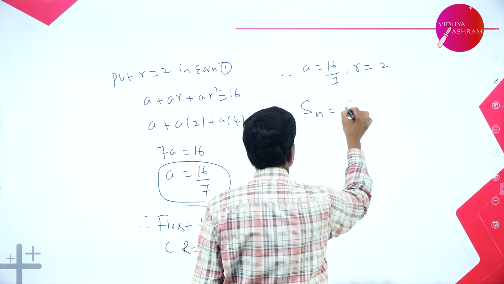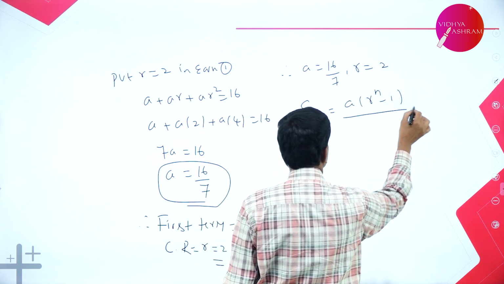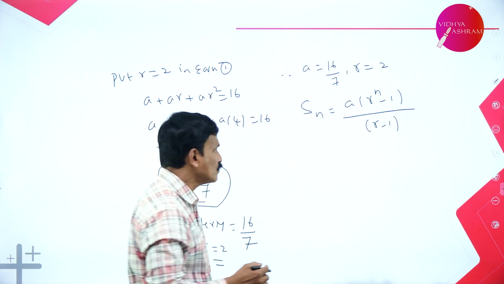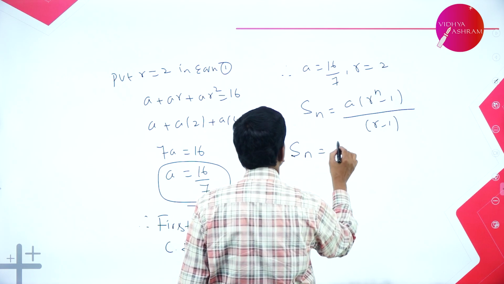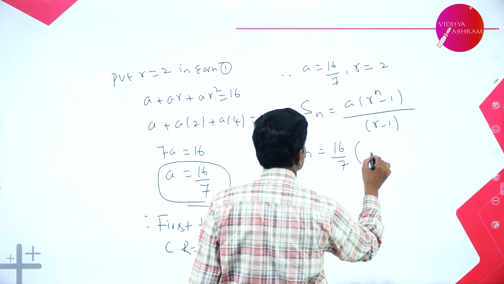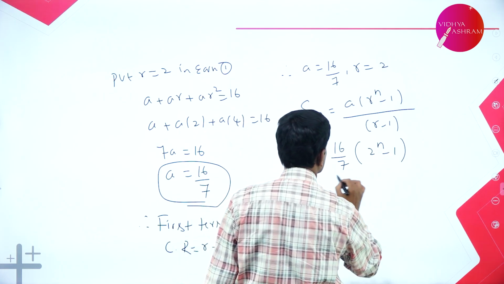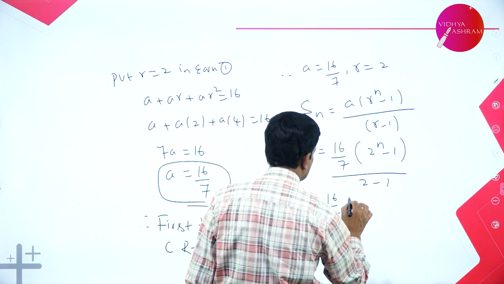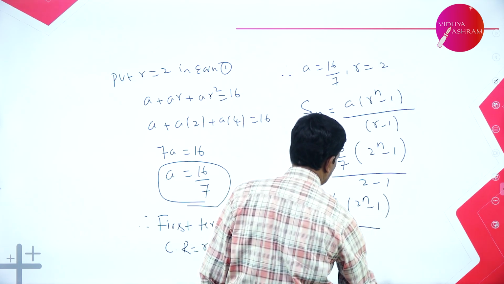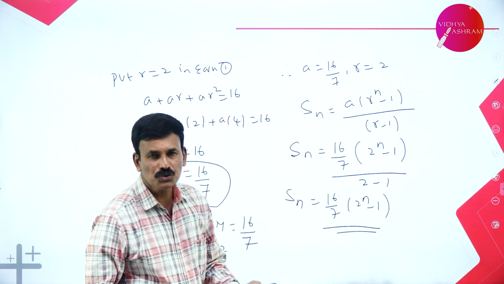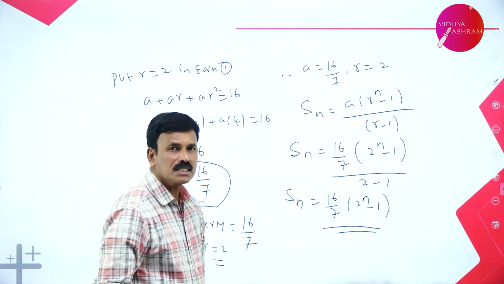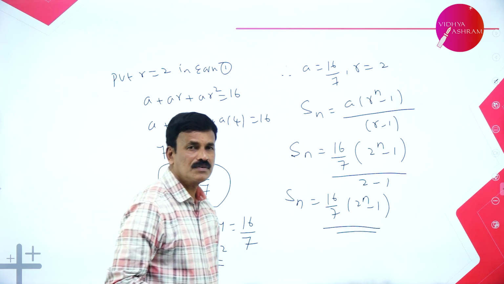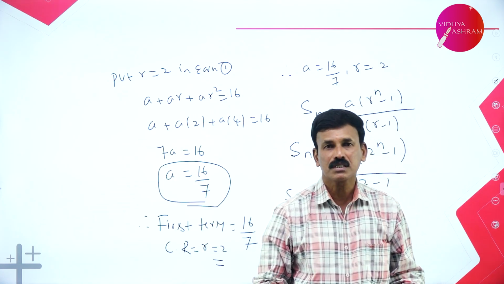So Sn is equal to A into R raised to n minus 1 divided by R minus 1, because R is greater than 1. So Sn is equal to 16 by 7 into 2 to the power of n minus 1 divided by 2 minus 1, which is 1. That's equal to 16 by 7 into 2 to the power of n minus 1, the sum of n terms of the given geometric progression. Okay, that's it.